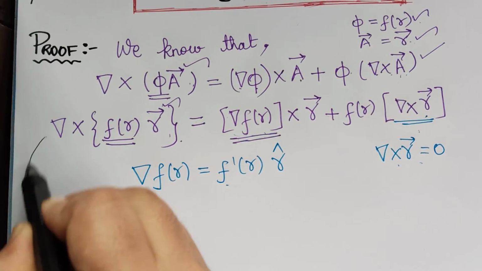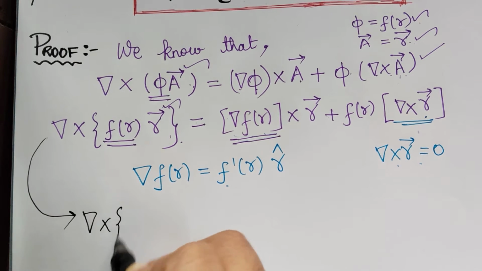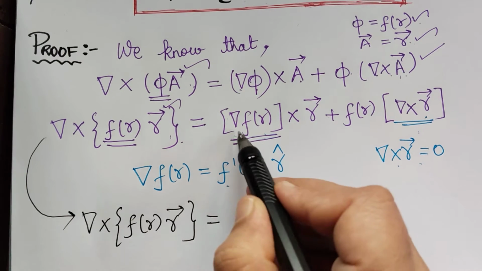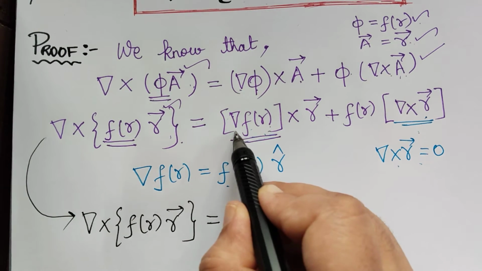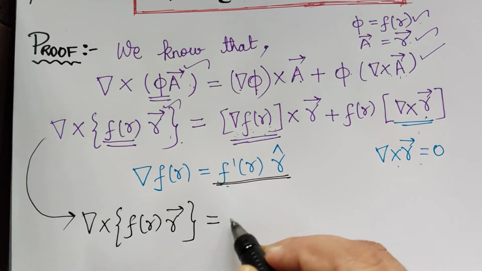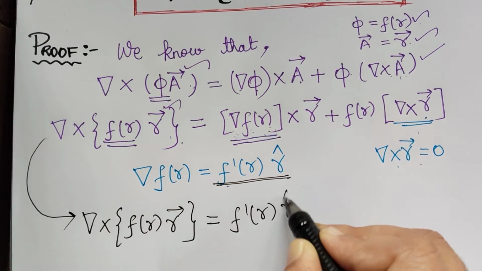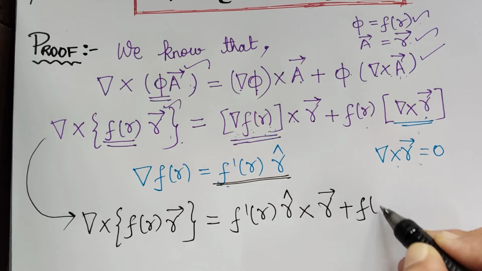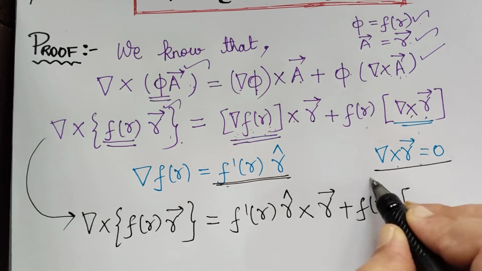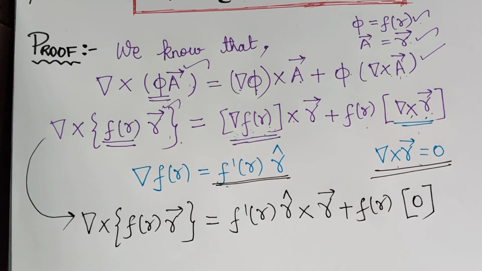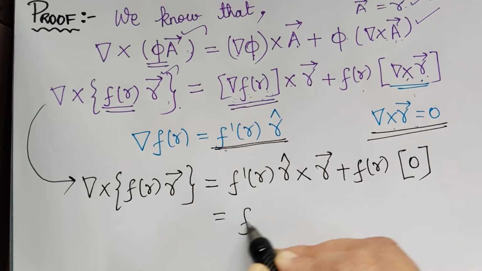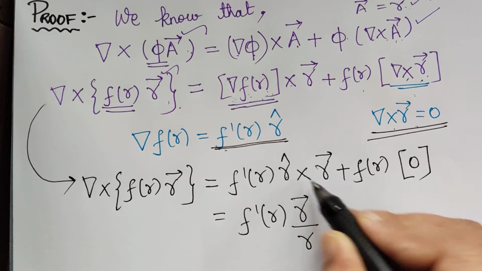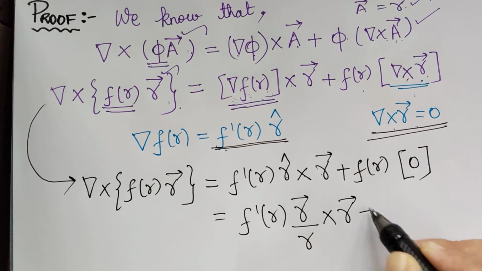Therefore this left hand side, that is nabla cross f of r multiplied with r vector, will be equal to, if you see, we have nabla f of r over here, so instead of nabla f of r we will replace it by f dash of r multiplied with r cap and then cross product with this r vector plus f of r multiplied with nabla cross r vector, which is equal to 0. So multiplied with 0. That is further equal to f dash of r, and what is r cap? It is r vector divided by r, and then cross product with r vector plus f of r into 0.